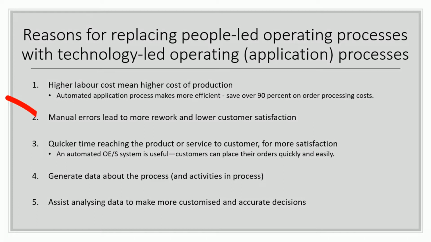Second is manual errors and rework can lead to lower customer satisfaction. These manual errors and rework could be decreased by automating processes. Third is quicker time in reaching the product or service to customer. That would lead to more customer satisfaction. The automated order entry sales system is useful because customers can place their orders quickly and easily.